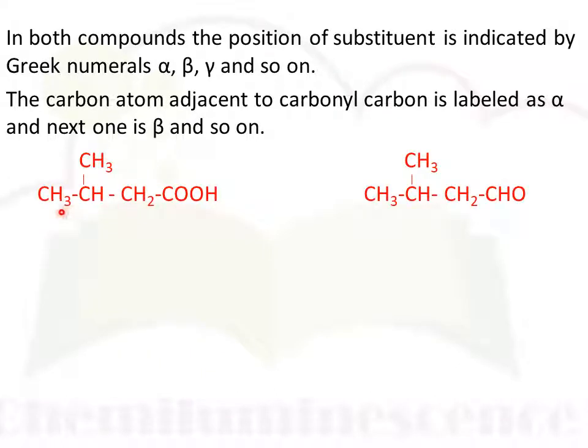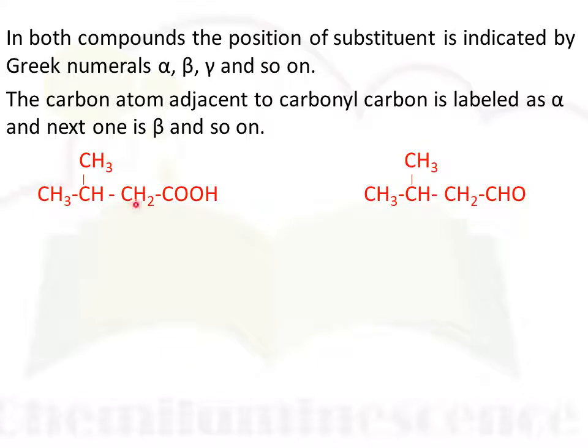Here, for the first one, we have to identify whether it is an acid or an aldehyde. Here a carboxylic functional group is present, hence this compound is an acidic compound. In this compound, if you observe the functional group, it is CHO, which is a formyl group, hence it is an example of an aldehyde. First we have to label the carbon or the substituent by Greek letters, that is alpha, beta and gamma.